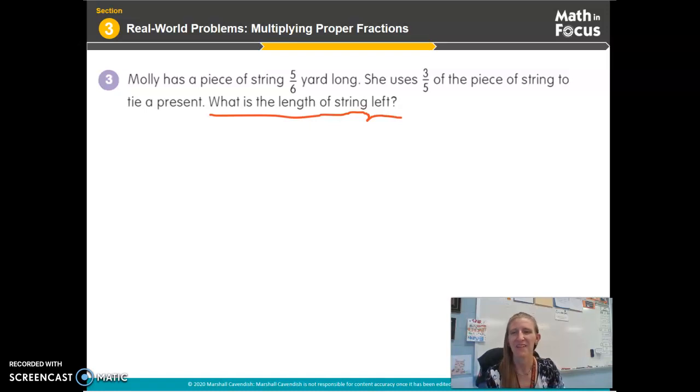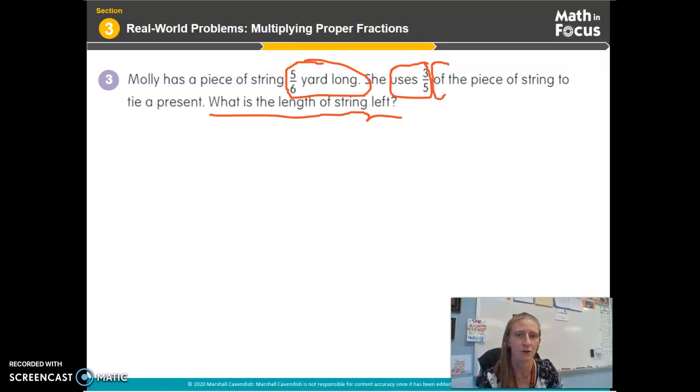Here we go. I also like to look for some important information that I can circle that would help me solve the problem. So I know how long her string is. We're going to circle that. I also know how much string she uses, kind of. It tells us she uses 3/5 of the string, but it doesn't tell us how many yards that is. It just says it's 3/5 of this piece. So that's important to understand, that we don't know how much string she uses. We have to find that out.